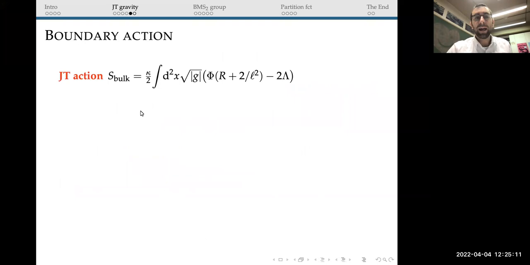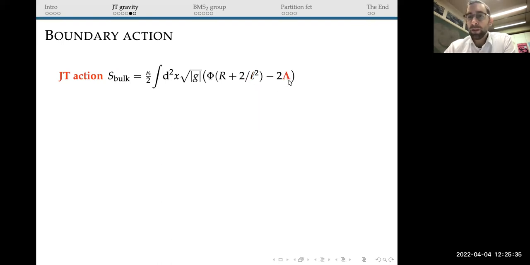In order to talk about the action, first let me give you the bulk action, so the Jackiw-Teitelboim action, which I'm going to write in this way. Let me introduce some notation here. First, what I'm calling kappa here is sort of the inverse of Newton's constant in 2D, it's the normalization of the action. Then you have the standard JT integral of a dilaton times curvature. What I'm calling L, as before, is the AdS radius.